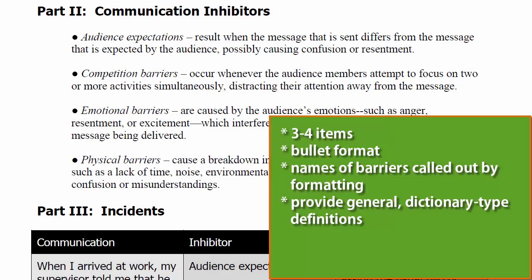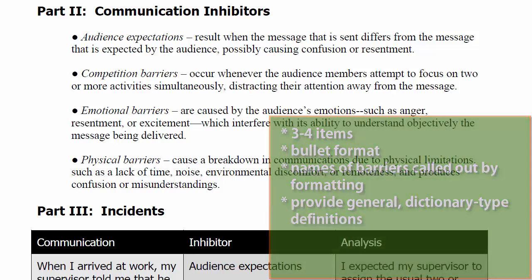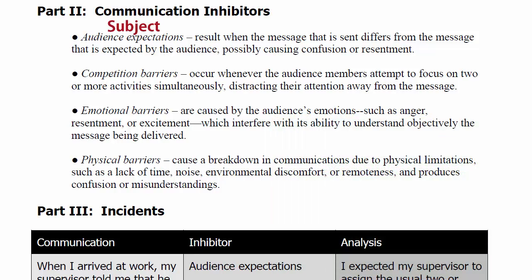The last thing I want to point out about this bullet list: notice that each of the definitions is formatted exactly the same for the 4 barriers. The name of the inhibitor acts as the subject of a sentence, with the definition being the predicate of that sentence. For example, audience expectation: subject, verb, result when the message that is sent differs. Competition barrier: subject, verb, occur whenever. So you see the unit can be read as a sentence.